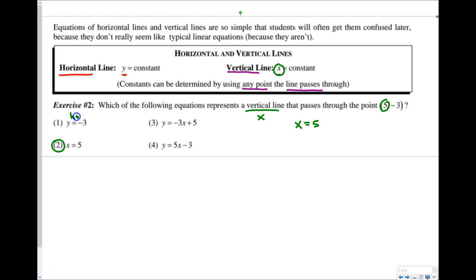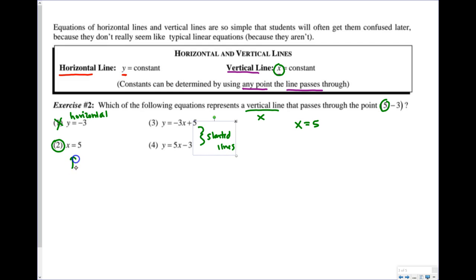This answer choice 1 would be a horizontal line, because it's y equals. And these two right here would be slanted lines, because they're in the form of y equals mx plus b. Only this one gives me a vertical line, because it has x equals and nothing else.